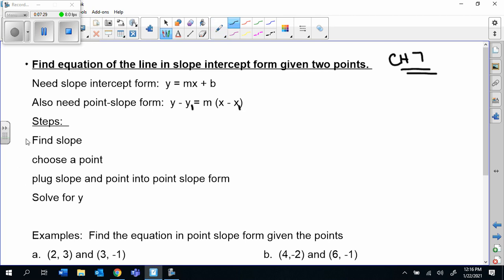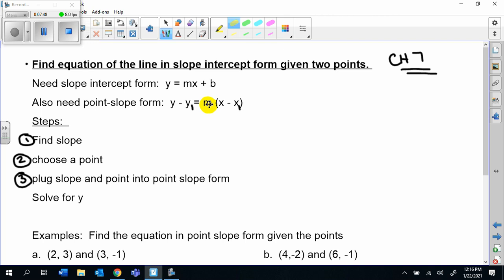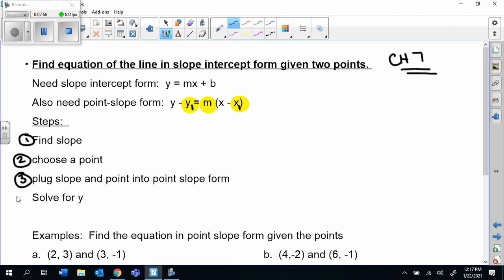So number 1, we're going to take our 2 points and we're going to find the slope. Then of the 2 points, we're going to pick one. So step 2 is super easy. You just choose the one that looks easier. And then we're going to plug into this point-slope form. So we're going to plug the slope and the point in for those pieces right there. And then our very last step will be to solve for y.